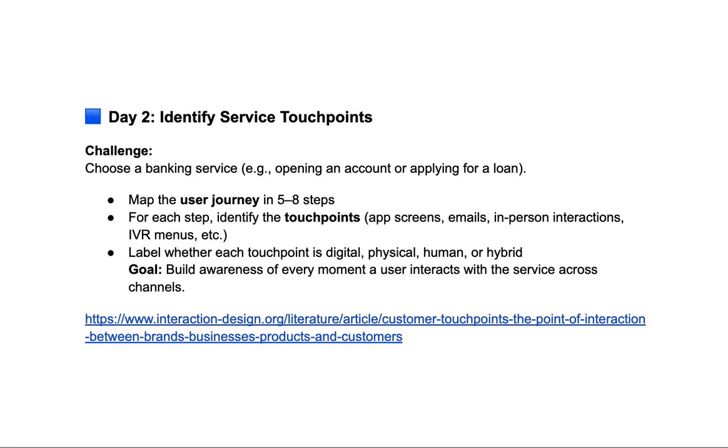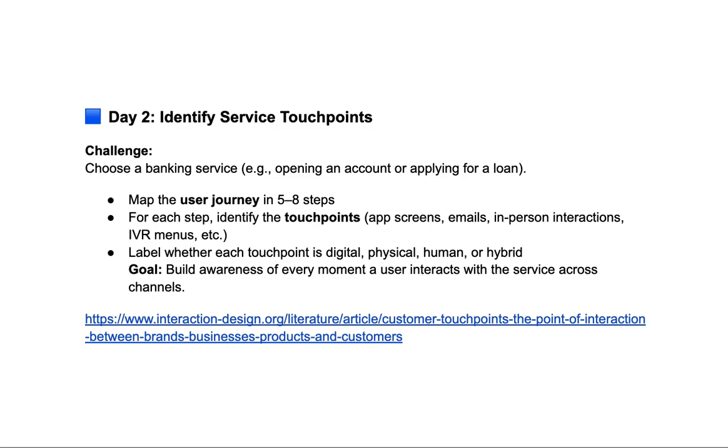Service touch points. So pick a service, and this says banking, but you can pick anything you want. Open an account or applying for a loan. I mean, those are very good flows to think about service touch points. But map the user journey, 5 to 8 steps. I wouldn't go more than 8 steps because it can get a little out of hand.